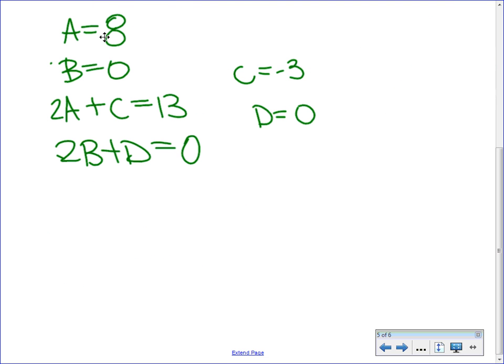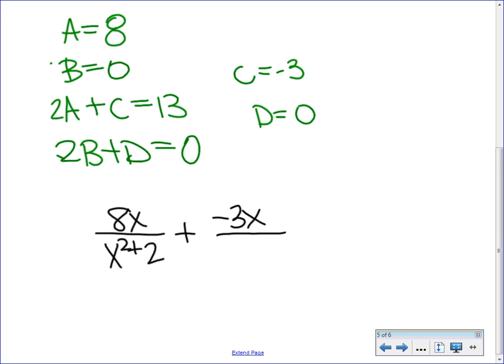So our partial fraction decomposition is ax plus b, so 8x plus nothing over x squared plus 2, plus cx plus d, which is just the cx term. Since we don't have a d here, it's just 0, and c was negative, I'm going to go ahead and write this as a subtraction. If you write it as plus a negative 3x, that is not a problem. But I just think this looks pretty.